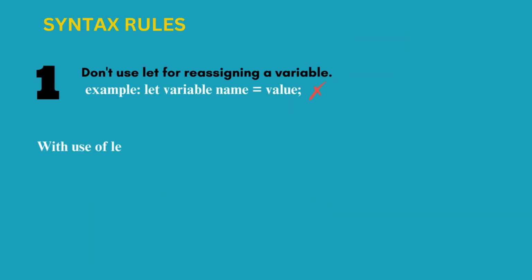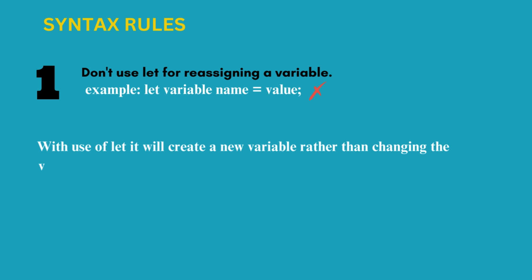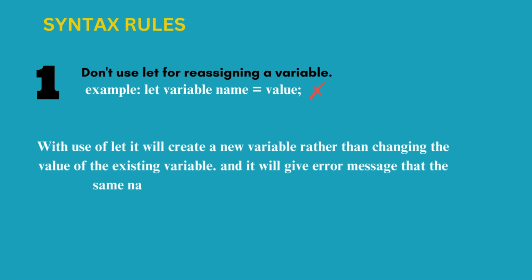Rules for reassigning a variable. First rule is 1. Don't use let for reassigning a variable. With use of let, it will create a new variable rather than changing the value of the existing variable. It will give error message that the same name variable is already used.